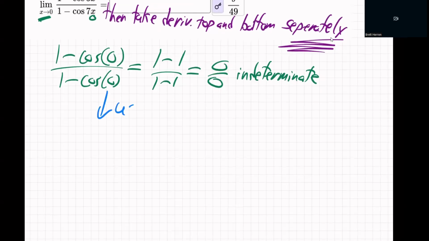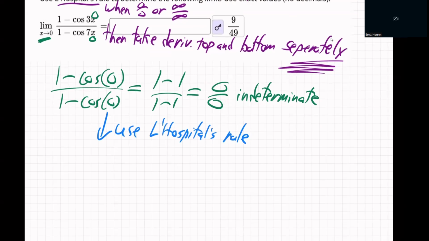So now in the next line, I'm going to use L'Hopital's rule. Normally they go equals, they put an H over it. That's how they indicate it, but it's just tradition. You don't have to. So limit as x goes to 0. Okay, I'm going to do the derivative of the top and the bottom separately.